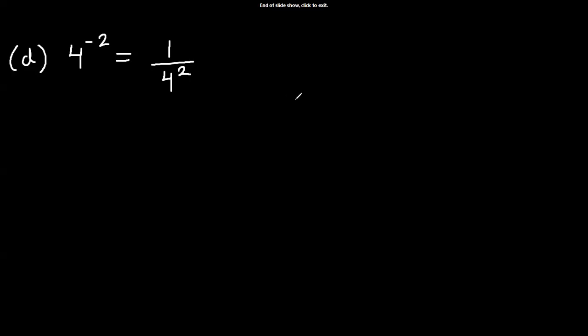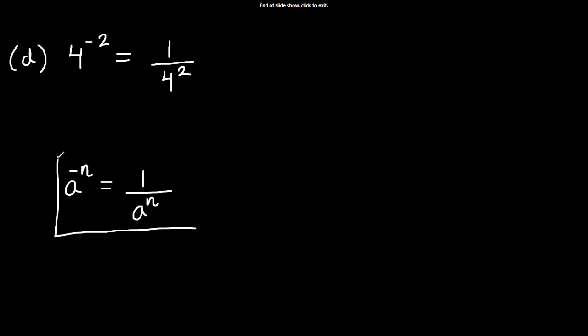Wait, can you let me teach? Sorry. Be nice. So it's gonna be 4 to the power of -2 is 1/4 squared. Why is that? Because the rule says, remember this rules of exponents. If you have a to the power of -n, that's gonna be equal to 1/a to the n. Okay, this is the rule.